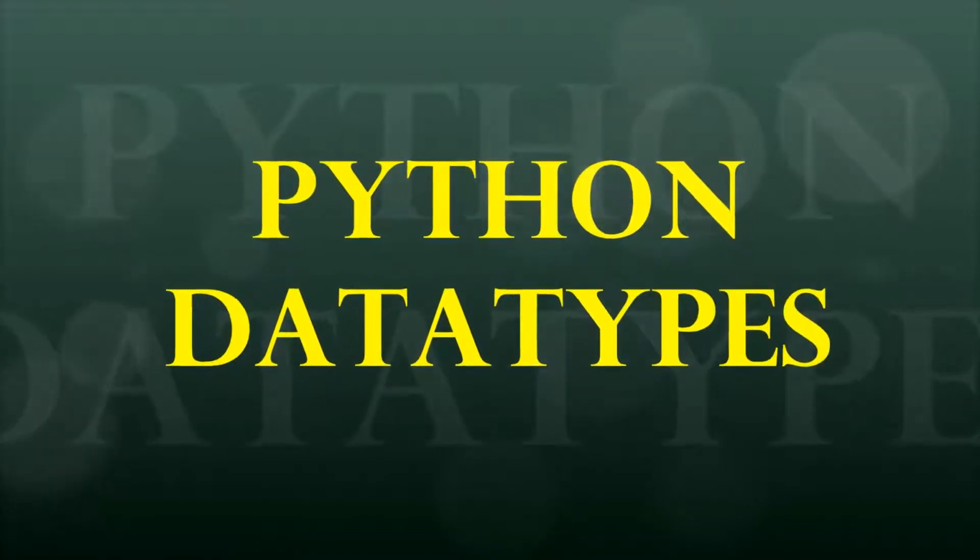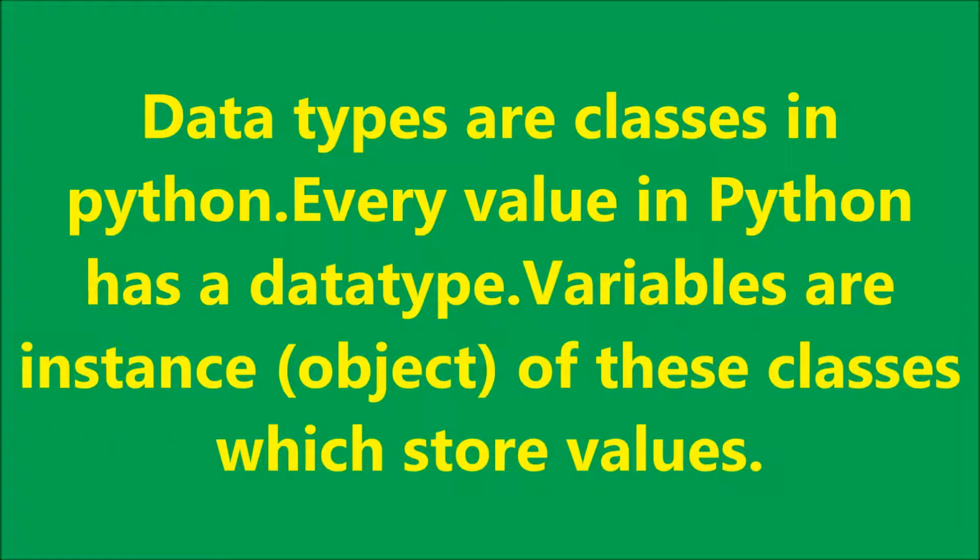Today we'll study about data types. Data types are classes in Python. Every value in Python has a data type. Variables are instances, that is objects, of these classes which store values.